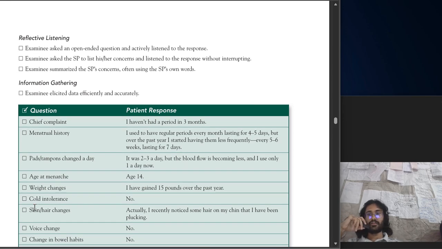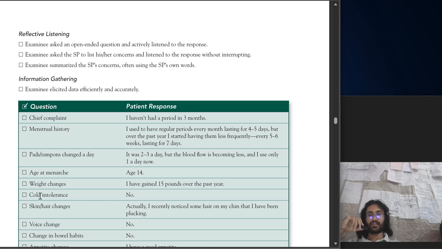The patient is asked about cold intolerance. Sometimes a person starts feeling cold unnecessarily, even if the environment is warm enough. It's not cold weather, but the patient starts feeling cold. So, cold intolerance, no.